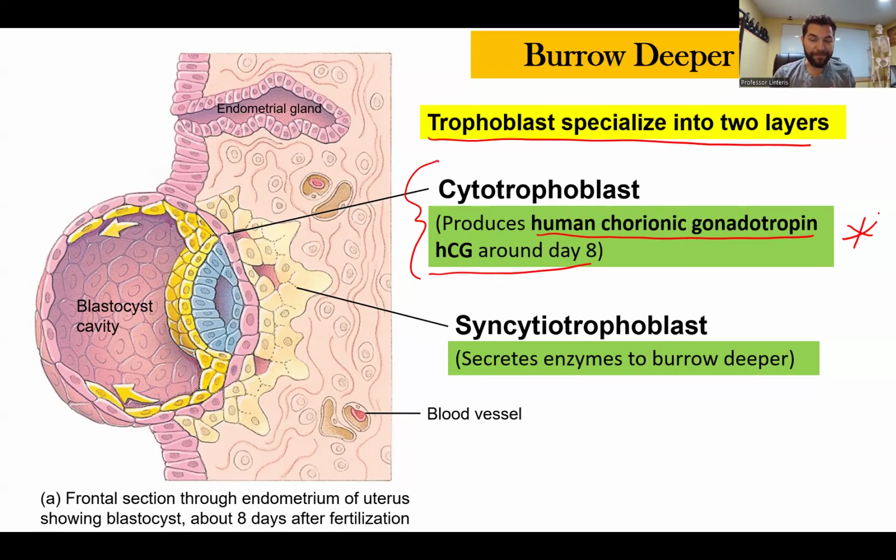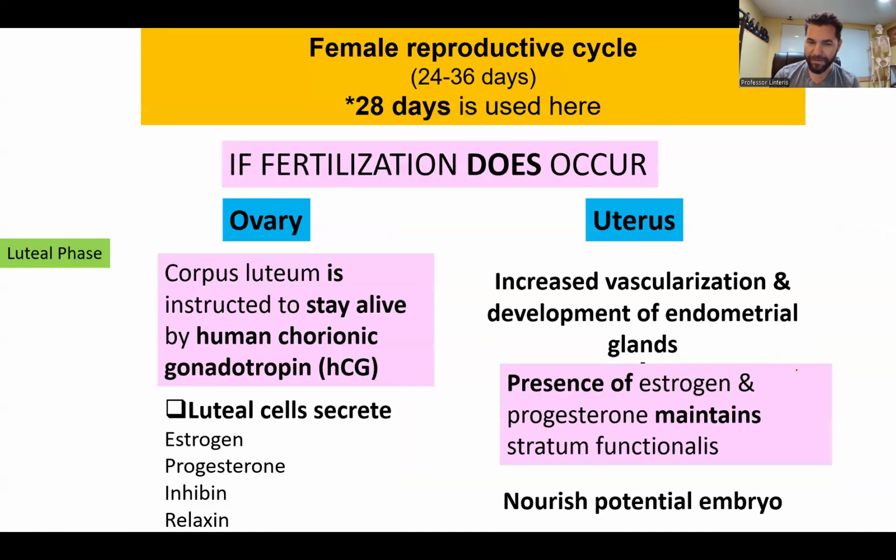This HCG does very important things. It tells the corpus luteum to stick around. We can test for it. It is very important, right? But it's only produced at this stage. And the syncytotrophoblast has digging enzymes, proteolytic enzymes, that allow it to sneak further into the endometrium and get safer, if you will. So the presence of that HCG is important, as well as that blastocyst working itself into the endometrium.